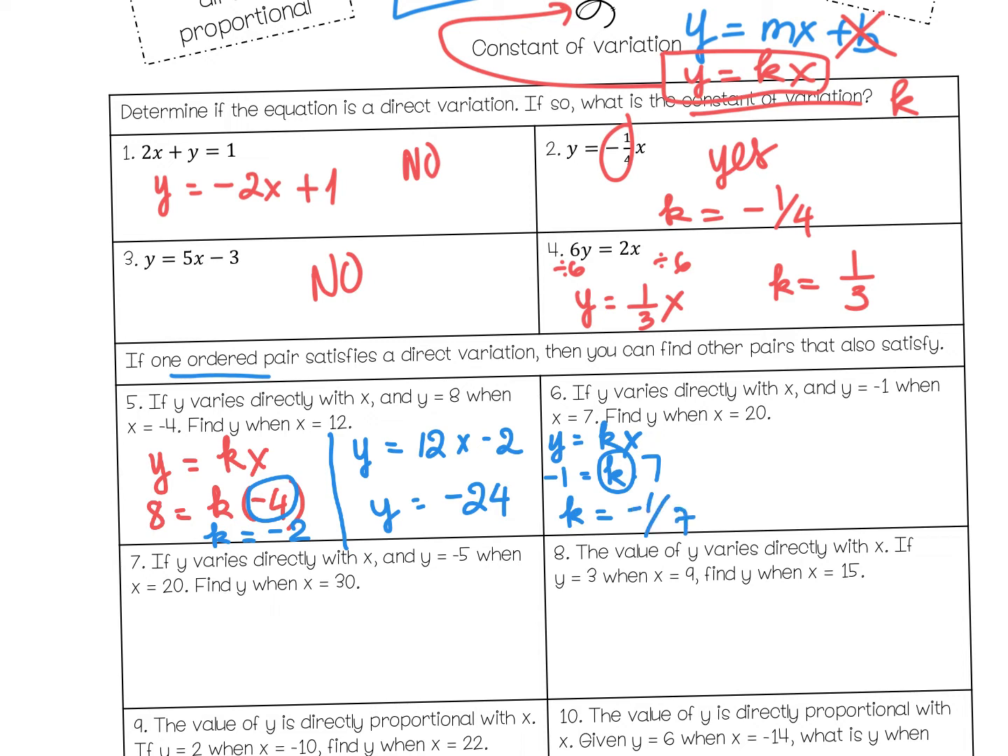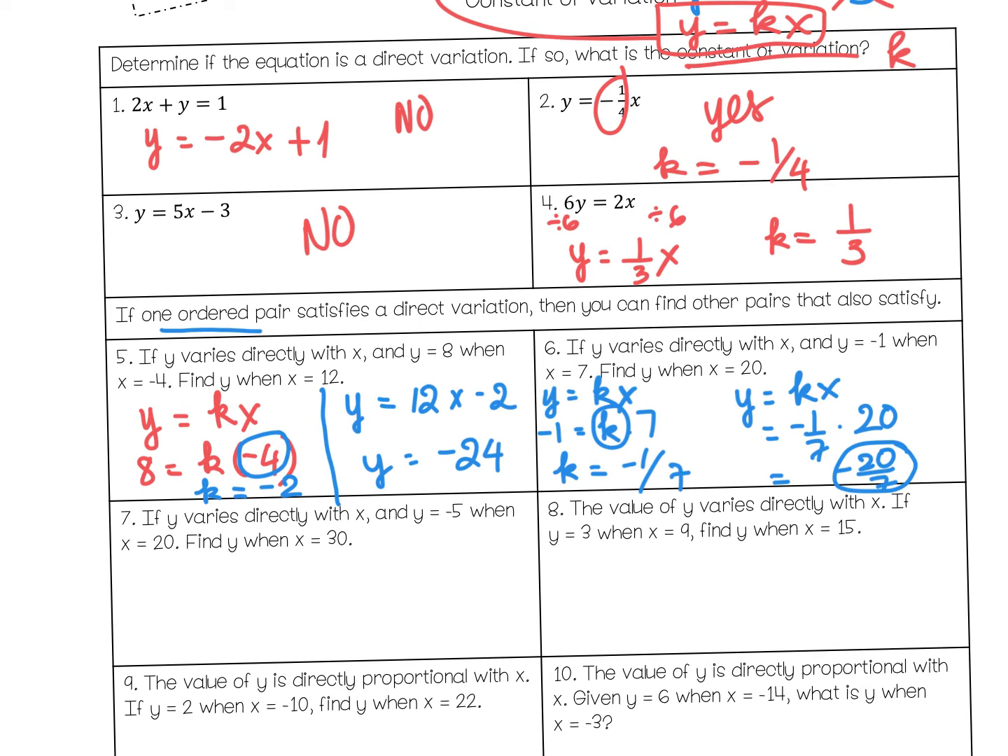Over 7. All right. Next, we are using what we know, k equal to -1 over 7. We're going to plug them in. So y equal to kx. K is -1 over 7 times 20. So now we will have -20 over 7. All right.